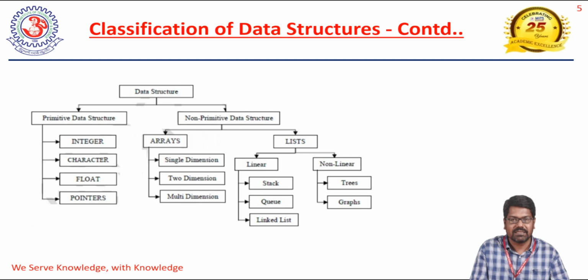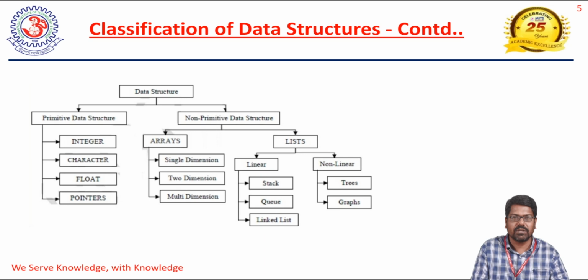A linear data structure is one in which the data is organized in a linear or sequential fashion. That's why these are called linear data structures. If you take a stack, a queue, or a linked list, they organize the data items in a linear fashion. Now coming to the non-linear category, in a non-linear data structure, the data is organized in a hierarchical fashion, level by level. Trees and graphs fall under the category of non-linear data structures.